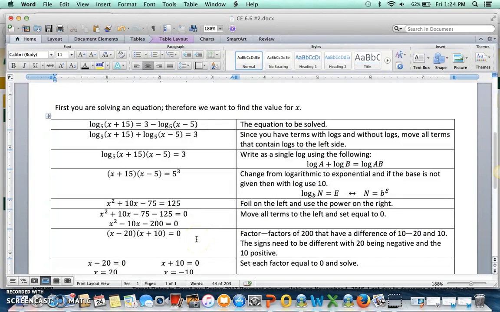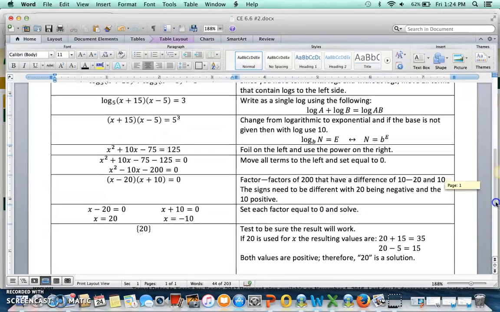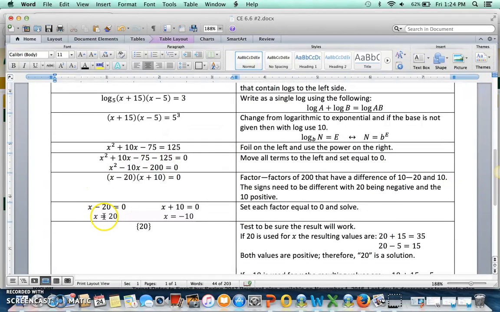Now, let's see if we can factor this. Does 200 have factors that have a difference of 10? Yes, they're 20 and 10. The larger one needs to have the negative sign, the smaller one, the plus sign. You can foil it back together to double check if you feel like you need it. Set each of those factors equal to 0 and solve. Well, we get 20, we get negative 10.